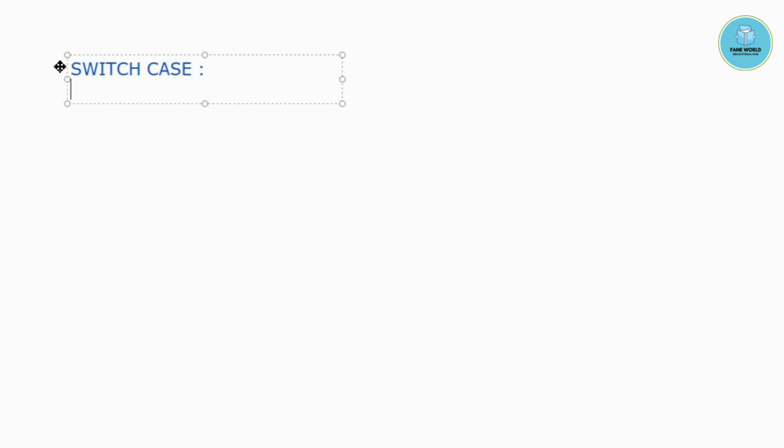It cannot handle ranges like less than, greater than, and these kinds of things are not handled in the switch case. Okay, so if else can handle decimal values, and it is not basically meant for menu driven programs. But if we want to create a menu, we can also create it with if else, but switch case is basically made for menu driven programs. So these are the differences. Okay, and I'm just going to tell you the syntax first.